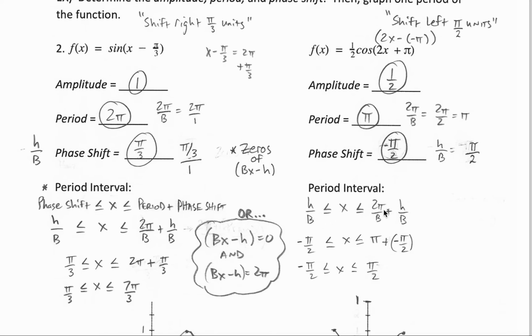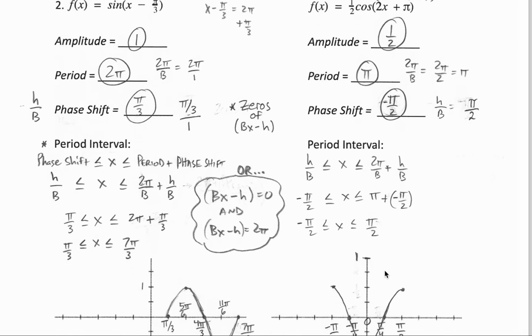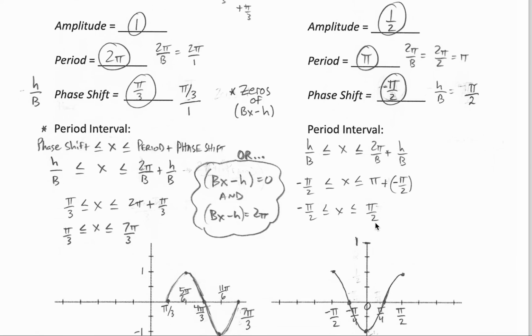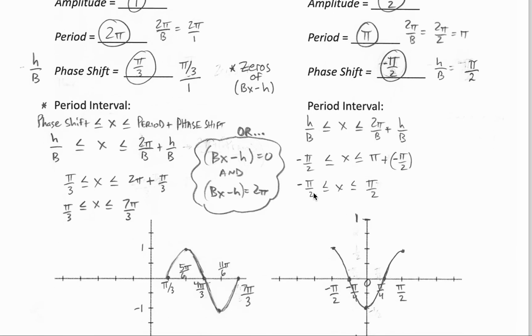To find the right side, I'm going to add my phase shift to my period. In this case, I'm going to subtract pi over 2 from pi. If I take a half away from a whole, I get a positive half. So there's my right endpoint. So I know that my period is working in between negative pi over 2 and positive pi over 2.